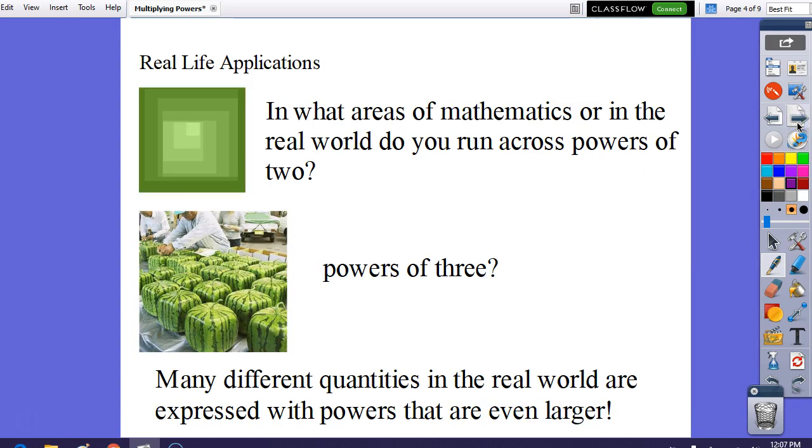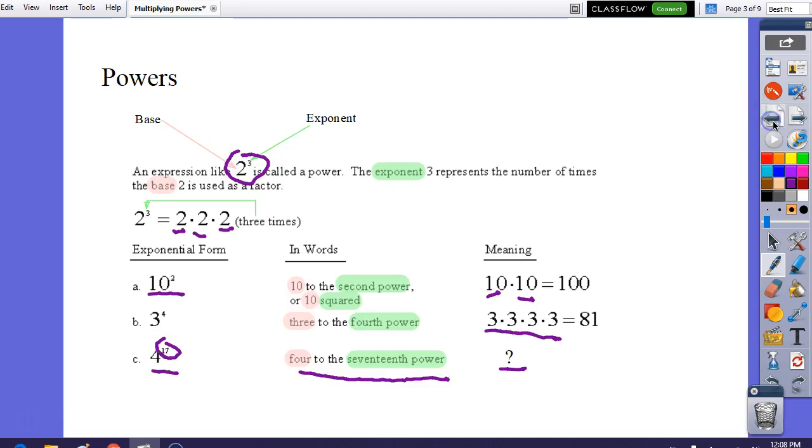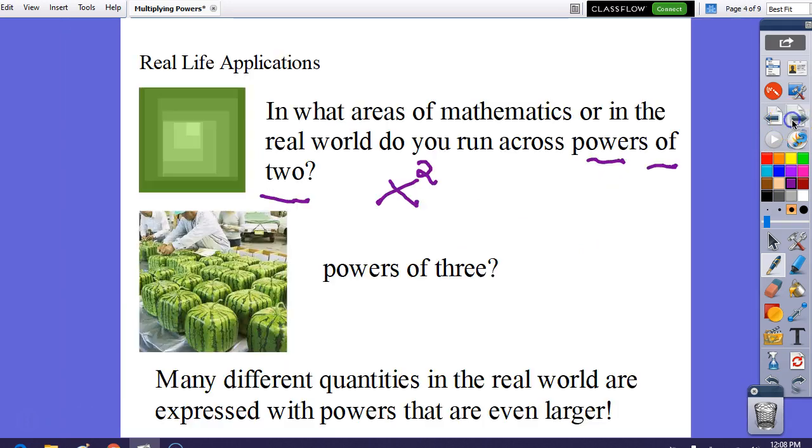If we look at real life areas of math that have powers of 2, when we talk about powers of 2, we're talking about squares. So if I were to write anything raised to the second power, that would be like x squared. It could be, as the previous example said, 10 to the second power, 10 squared, 10 times 10 making 100. We have squares all around us in the real world. When we talk about square footage of a house, or when we put tiles in a floor, or when we put hardwood down, that's all measured in square footage.